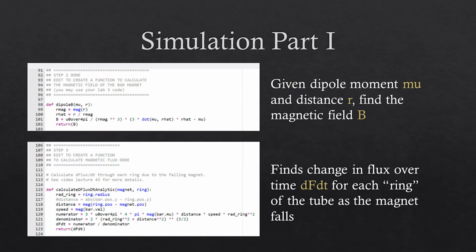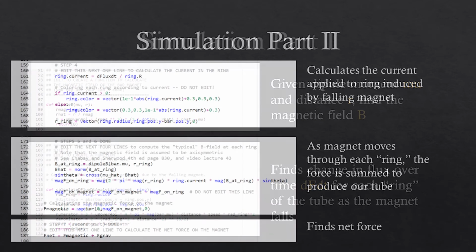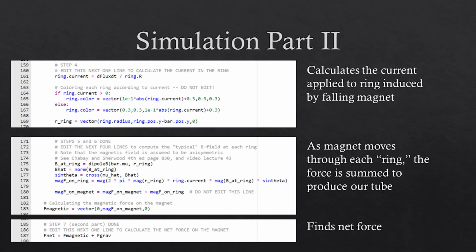So now we're going to take a look at the GlowScript portion of things. In the top left picture, you see our reused function from Lab 3, and that's going to help us find our dipole moment given the distance r and magnetic field B. Below that is the way that we find our change in flux over change in time for each ring of the tube. The idea is we have a bunch of stacked rings, and combined together, they produce a tube to simulate our conductive tube.